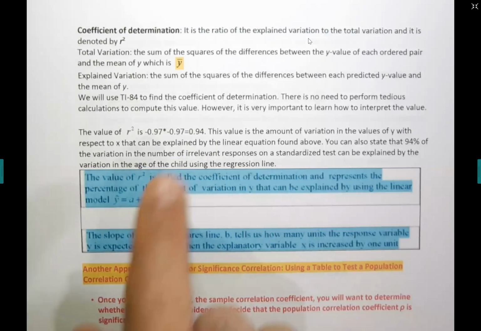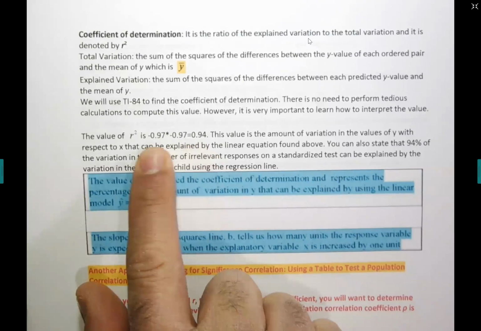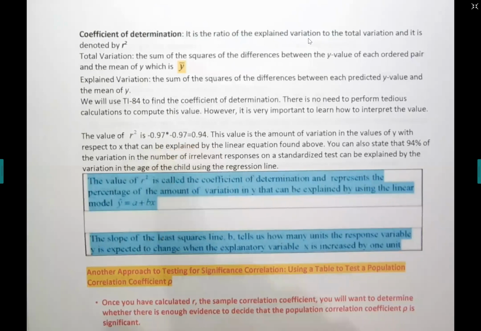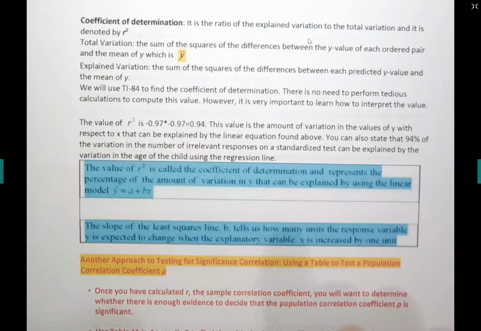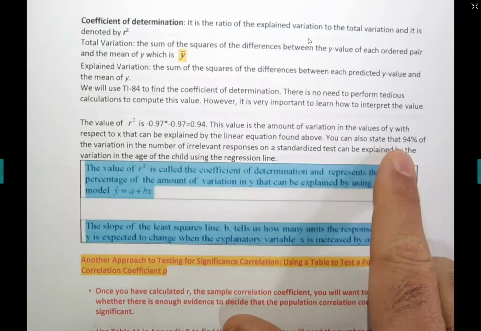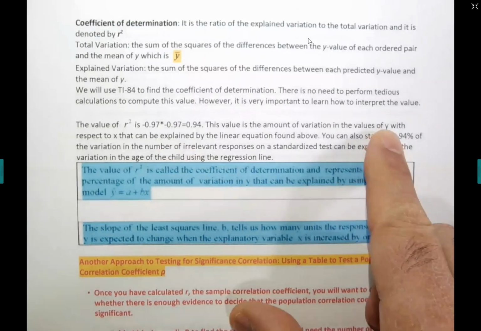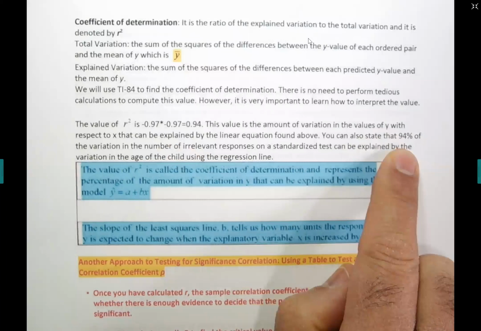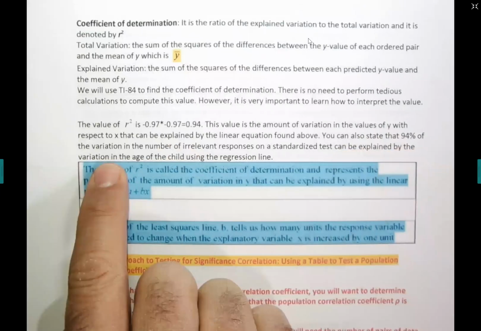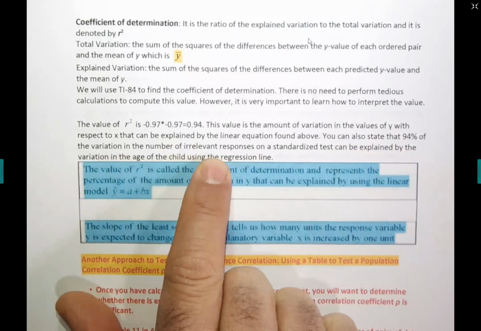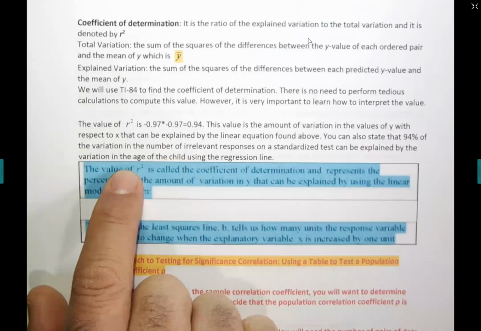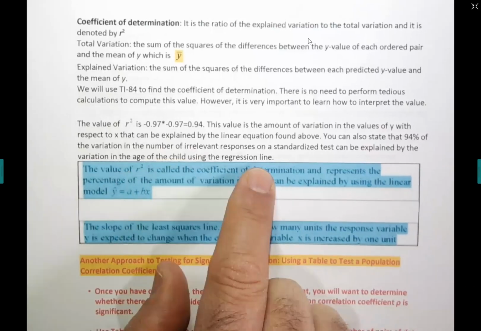It is 94% in our exercise. Negative 0.97 times negative 0.97 will give you 0.94. And here, for our case, we're not doing diamond now. Y is the number of irrelevant responses, and X is the age of a child. So look, how do you write your conclusion? 94% of the variation in the number of irrelevant responses on a standardized test can be explained by the variation in the age of the child using the regression line.